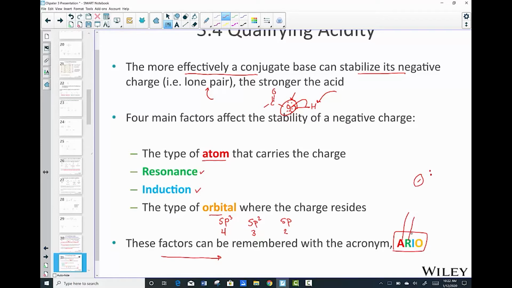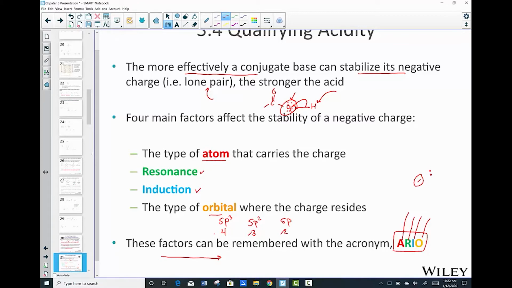Is the pair of electrons being stabilized by resonance? Do we have a nearby electron withdrawing group producing the induction effect? And what type of orbital is that negative charge residing in? Is it a tetrahedral sp3, a trigonal planar sp2, or a linear sp hybridized orbital?